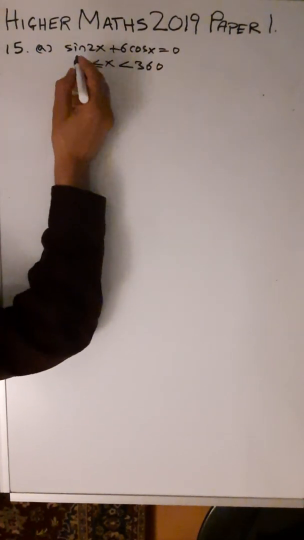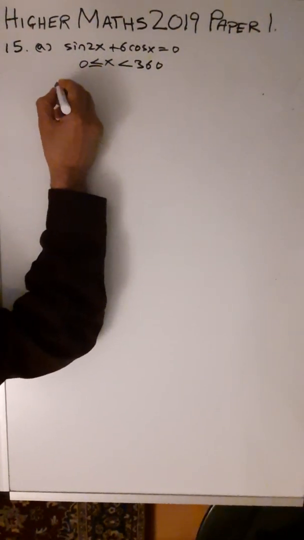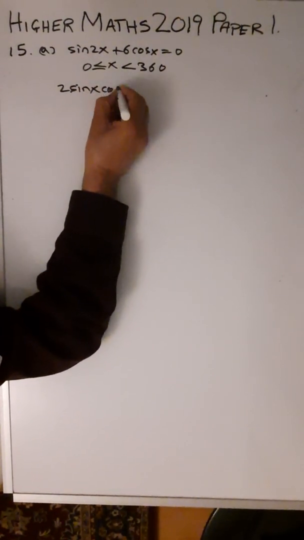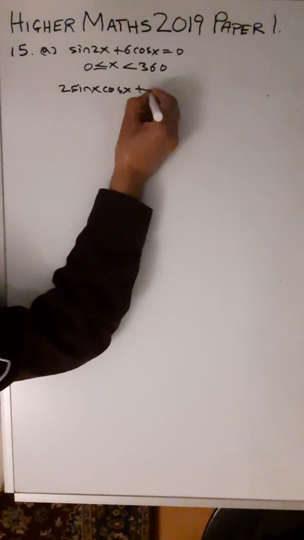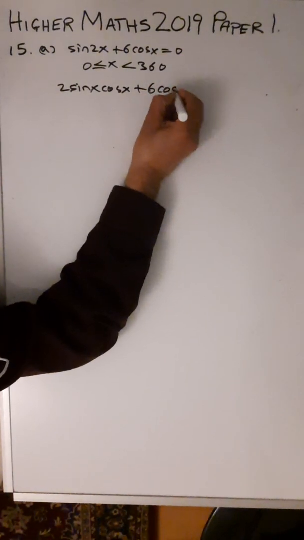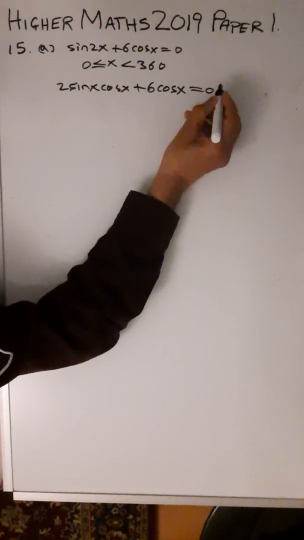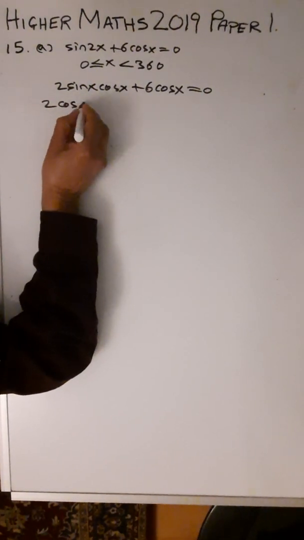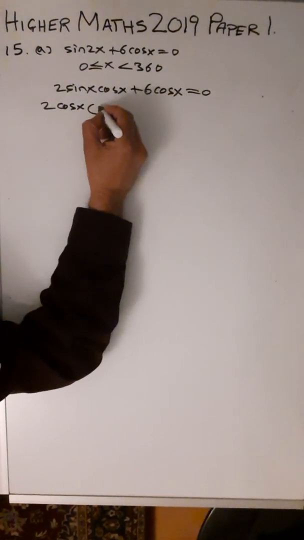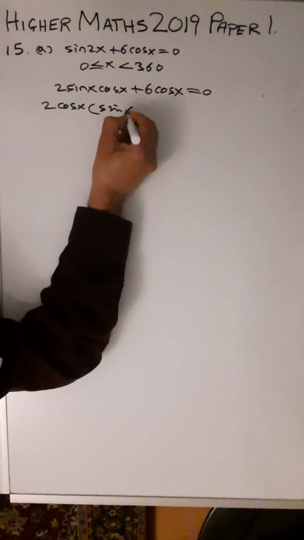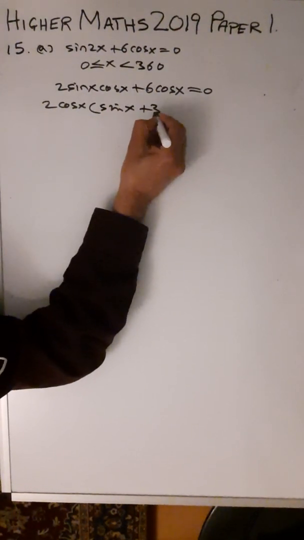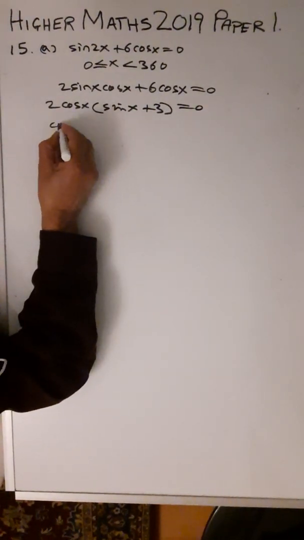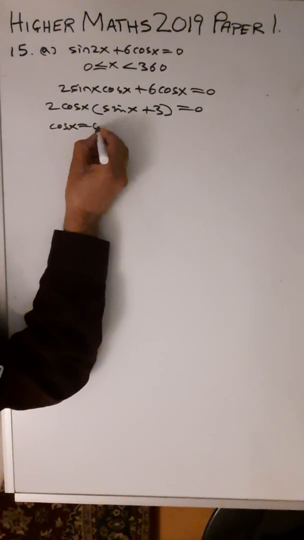So you need to expand sine 2x to give you 2 sine x cos x plus 6 cos x equals 0. You can take a common factor of 2 cos x out. That leaves you with sine x plus 3 equals 0. This means that cos x is equal to 0.